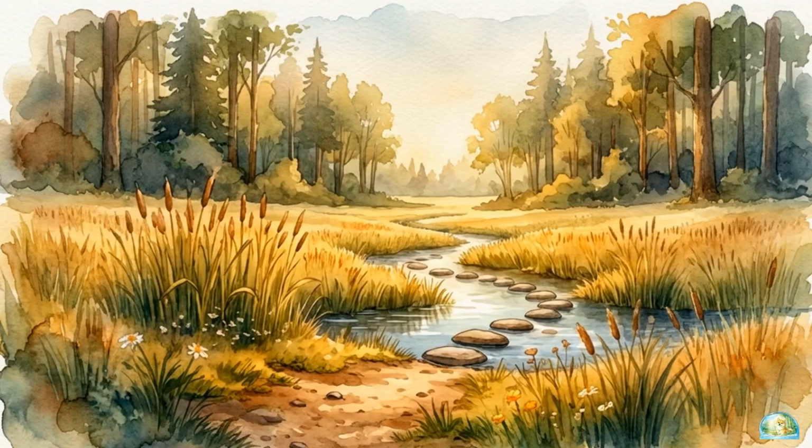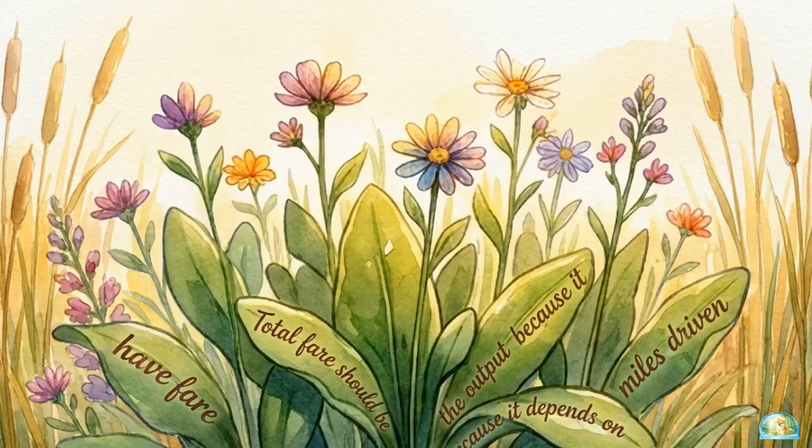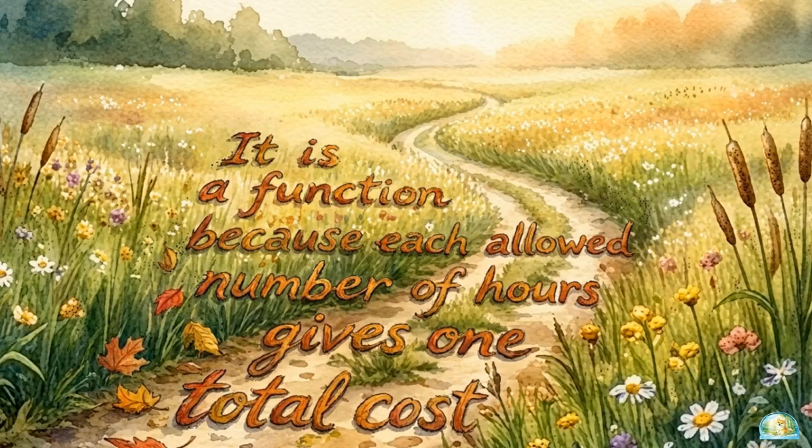Looking back across the meadow, we can see the results of mapping these changing quantities. Here are the results. A function model is C(m) = 18m + 25. Total fare should be the output because it depends on miles driven. P(10) = 43, the price for mailing 10 pounds. It is a function because each allowed number of hours gives one total cost.